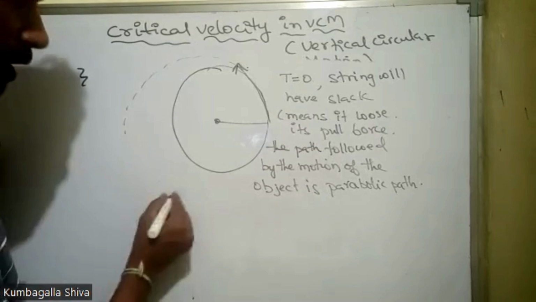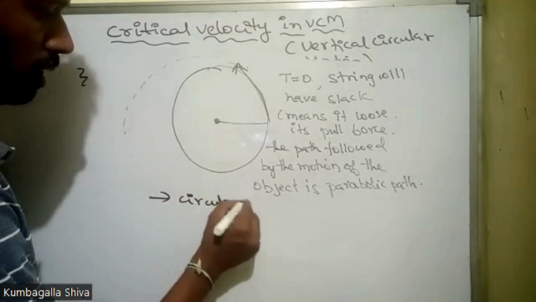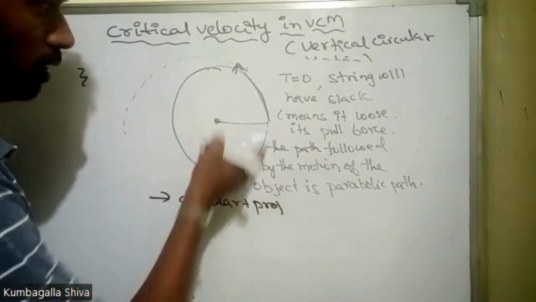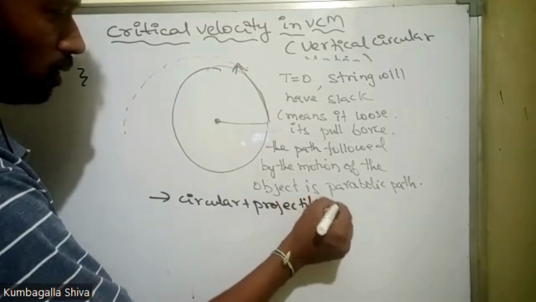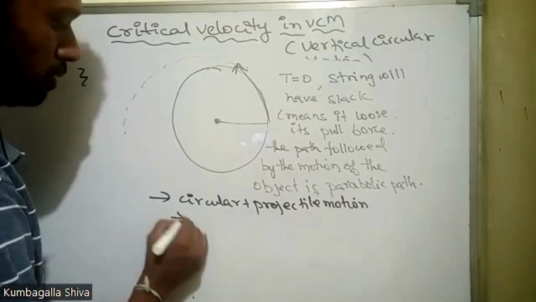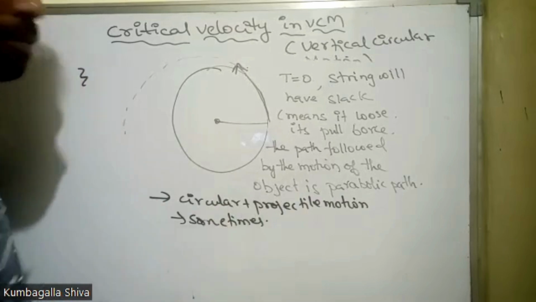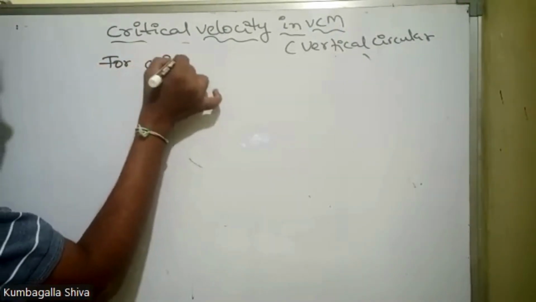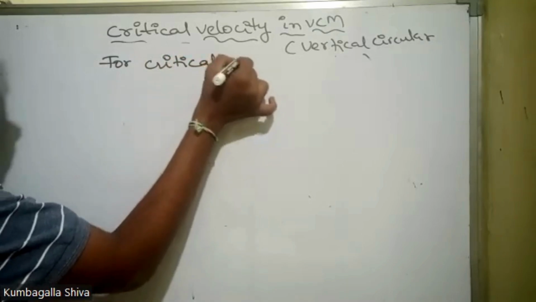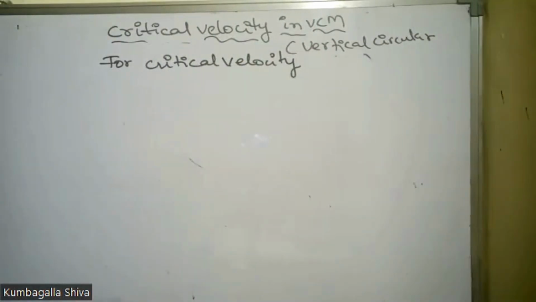So we can say that it follows circular motion plus projectile motion, sometimes. Right. For a critical velocity.